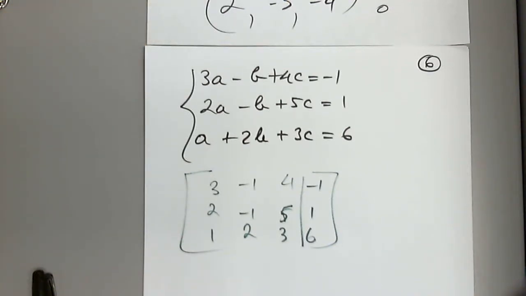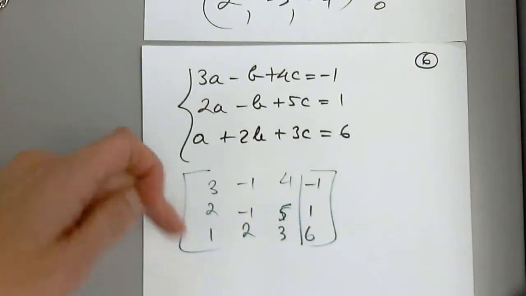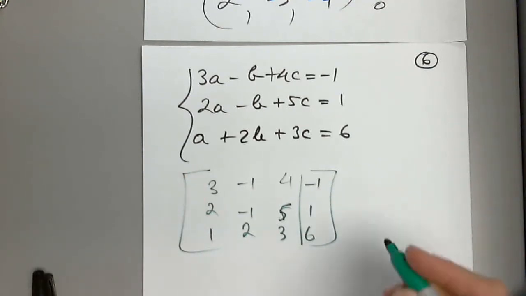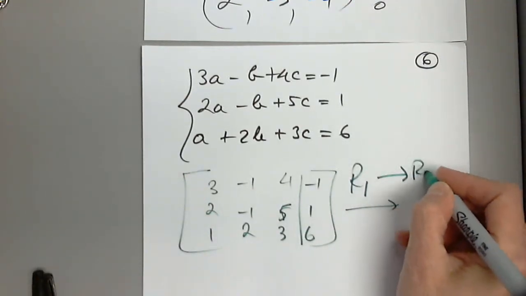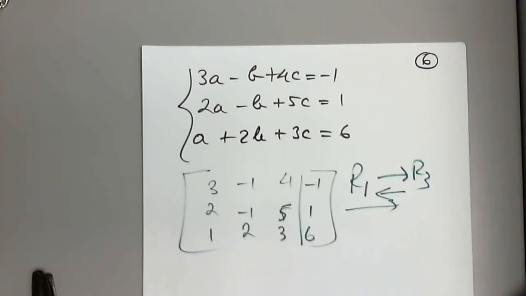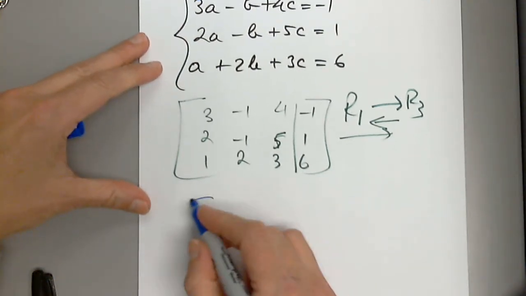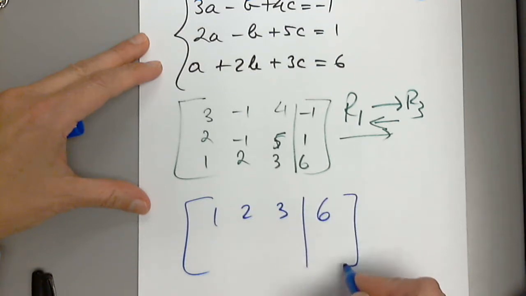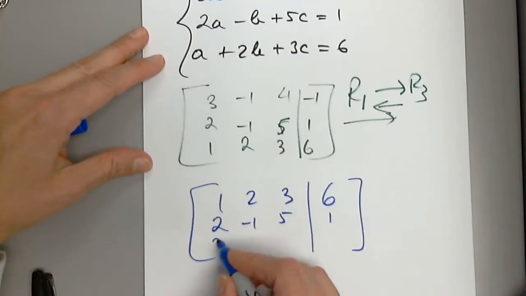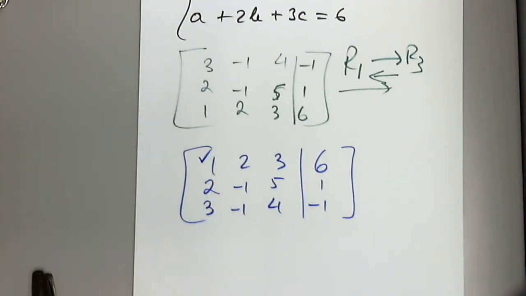Can we swap? Yes. In order to get the 1, I will not divide by 3 because that will be difficult to work with. So I will swap these two. Row 1 becomes row 3, and row 3 becomes row 1. Then I have 1, 2, 3, 6, and 2, -1, 5, 1, and 3, -1, 4, -1. So now I have the starting point, which is the one that I needed. Is this okay with everyone?